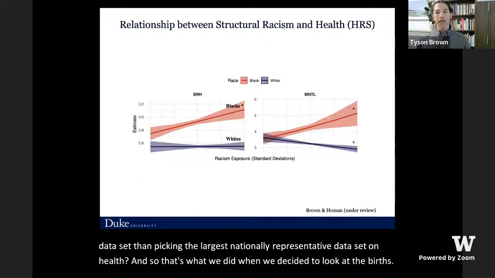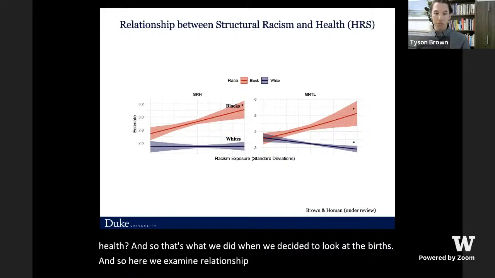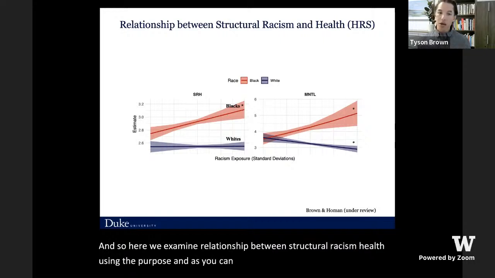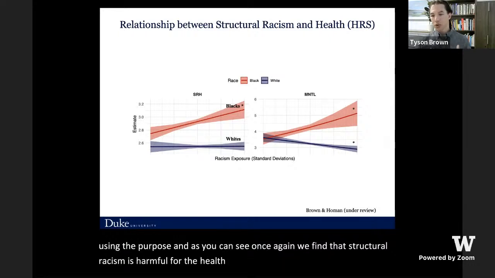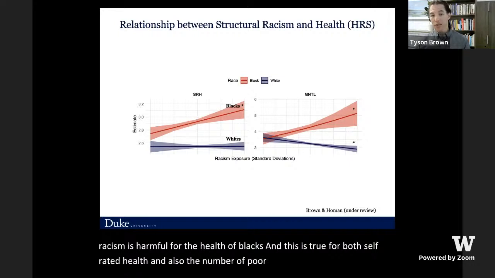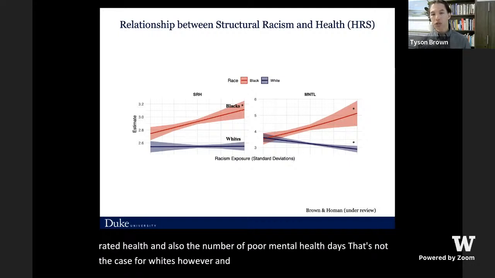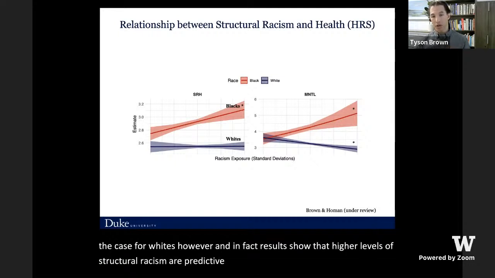And so here we examine the relationship between structural racism and health using the BRFSS. And as you can see, once again, we find that structural racism is harmful for the health of Blacks. And this is true for both self-rated health and also the number of poor mental health days. That's not the case for whites, however. And in fact, results show that higher levels of structural racism are predictive of better mental health for white people.